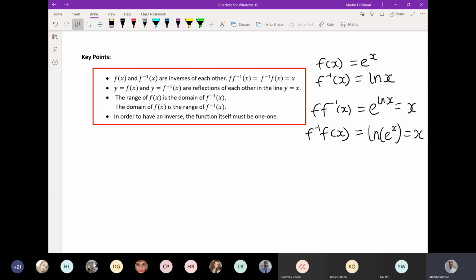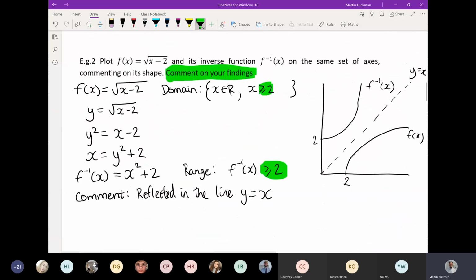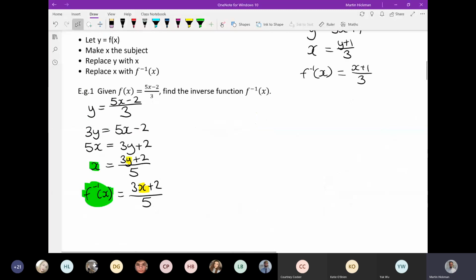Final point, in order to have an inverse, the function itself must be 1-to-1. So what you've noticed there, all the functions that we've looked at so far, they're not many to 1. There's not many values of x going to the same value of y there. All of these functions are 1-to-1.